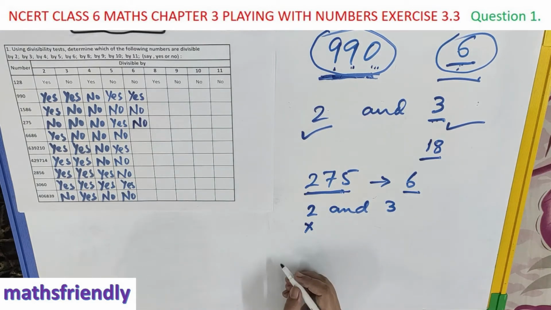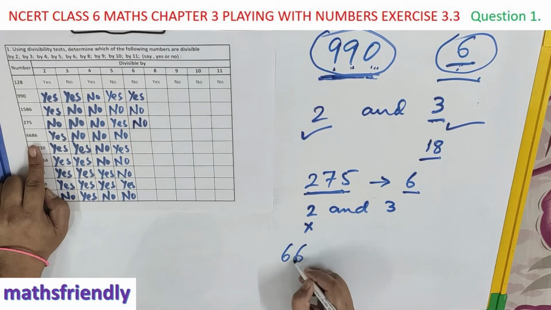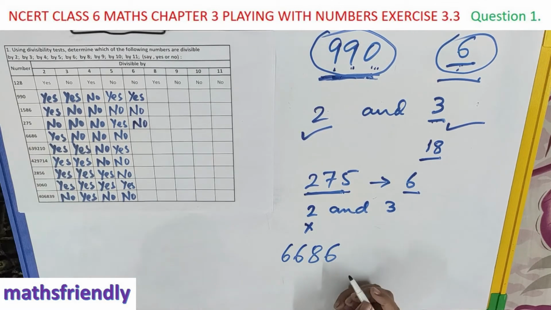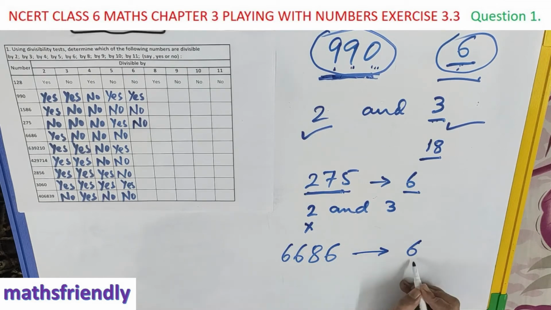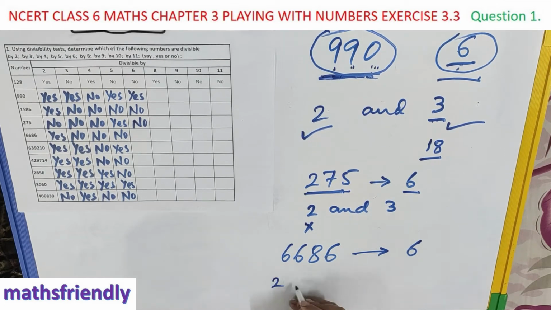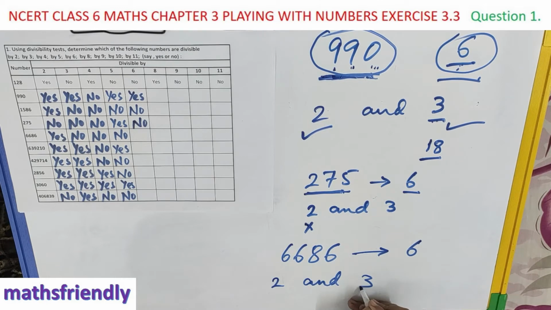What is our next question? The next question is 6686. Now, we are checking its divisibility by 6. So, we have to check for 2 and 3. Yes, this number is divisible by 2 because the last digit is 6. Okay.